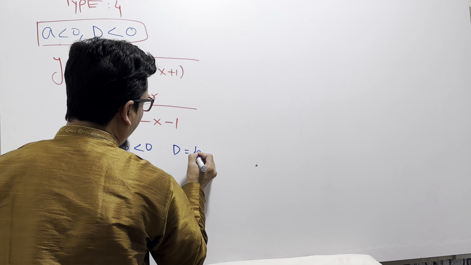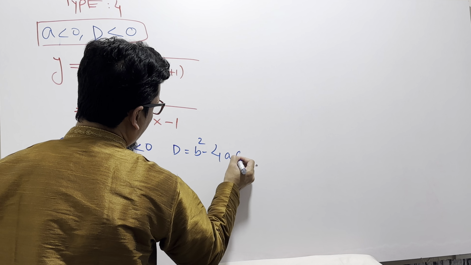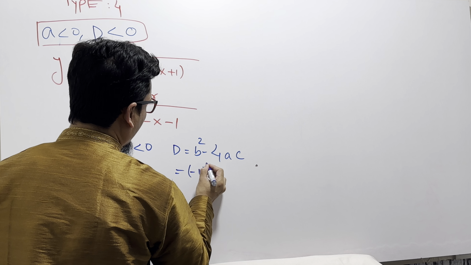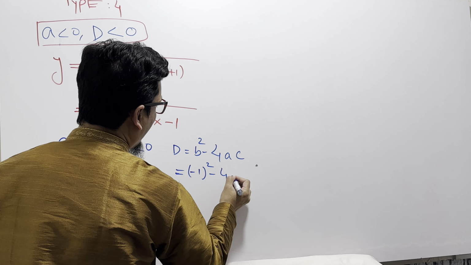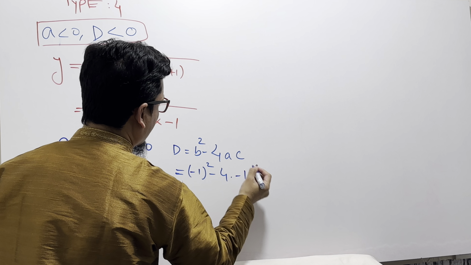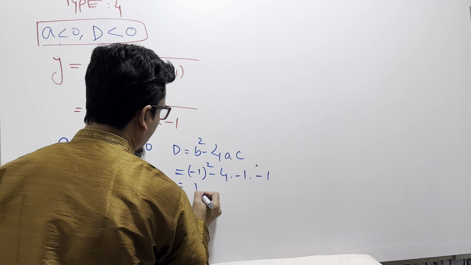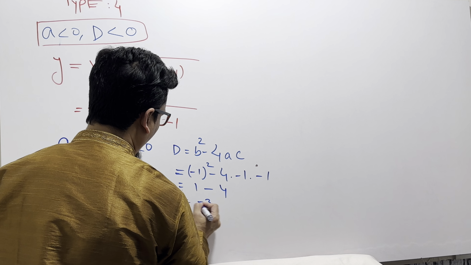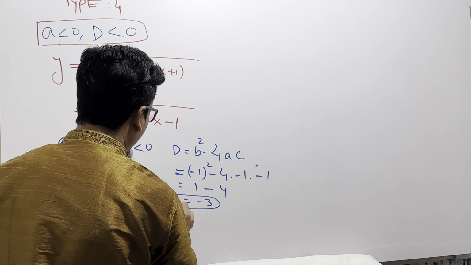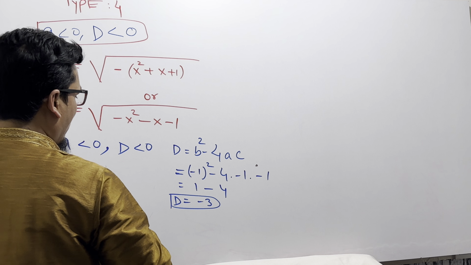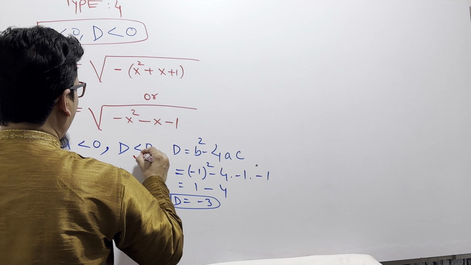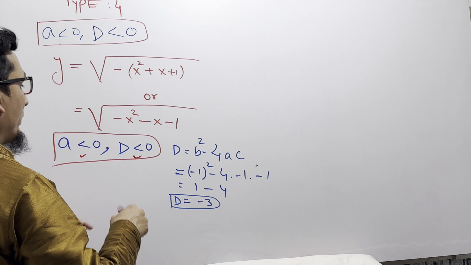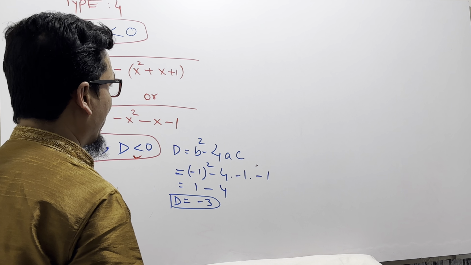D is equal to b square minus 4ac. D is the discriminant here. What is b? Minus 1, whole square, minus 4 times a, which is minus 1, and c is minus 1. So this is 1 minus plus 4, which is 1 minus 4, minus 3. D is equal to minus 3, which means D is less than 0, and A is less than 0. This means it is type 4. Type 3 was D less than 0 but A greater than 0.